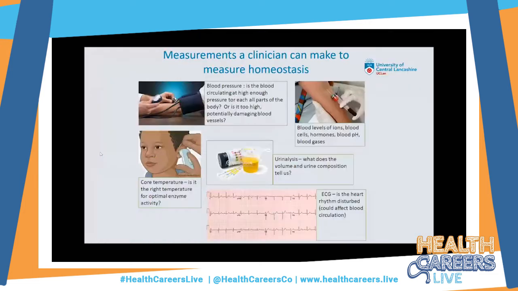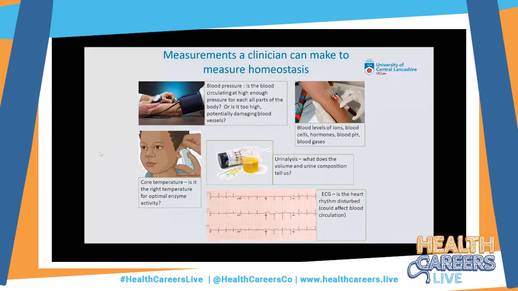And as a clinician, if you're trained to be a physician associate or a medical doctor or a nurse, there are a number of measurements that you can take to measure homeostasis. So you could look at the blood pressure. Is the blood circulating at a high enough pressure to reach all parts of the body? Or is it too high, which could potentially damage your blood vessels? You could look at the blood levels of the ions, the amount of blood cells that you have, your hormone levels, and so on. And you can also look at what are called ABGs, or arterial blood gases. You could look at a core temperature. You could look at an ECG, or an echocardiogram, and that will show you the heart rate and rhythm.